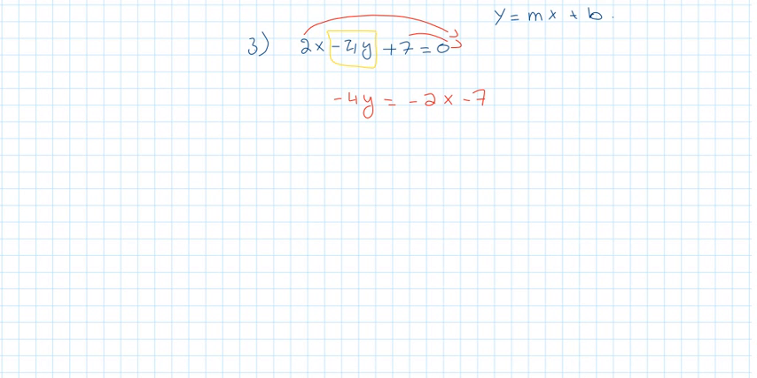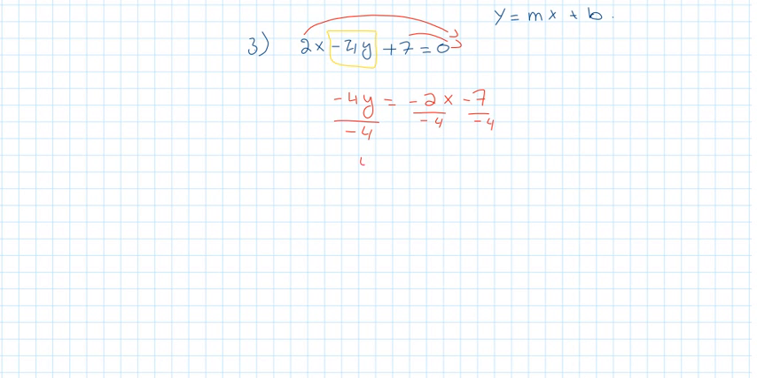Now, remember, I want y by itself, and I want to get rid of that negative 4 that's in front of the y. What's happening between the negative 4 and the y? Multiplication. To get rid of multiplication, what do I do? What's the opposite of multiplication? Division. So that means I have to divide each term by negative 4. So if I want to do that, then that's going to be y equals 2.